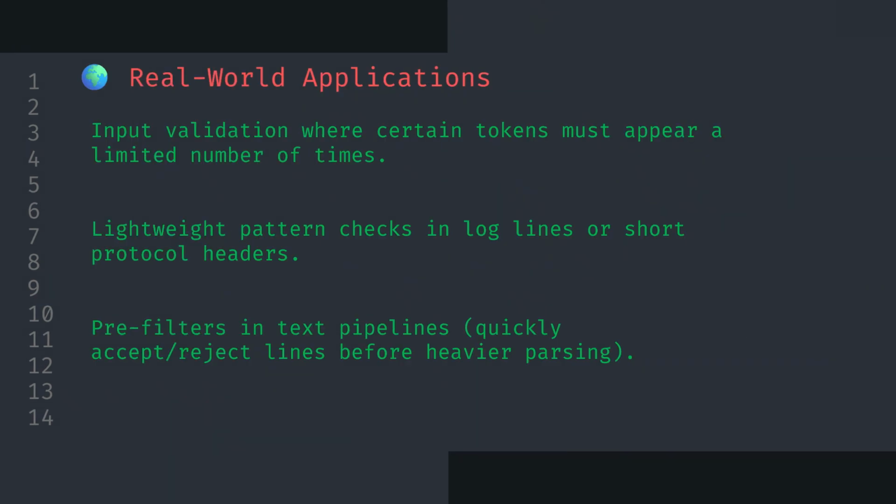Although the task is small, it maps to many practical uses, where we validate tokens to appear a limited number of times in user input or log lines, pre-filtering lines in a text processing pipeline, or detecting malformed headers in simple protocols. The pattern, count occurrences and apply a range rule, is common and easy to adapt.